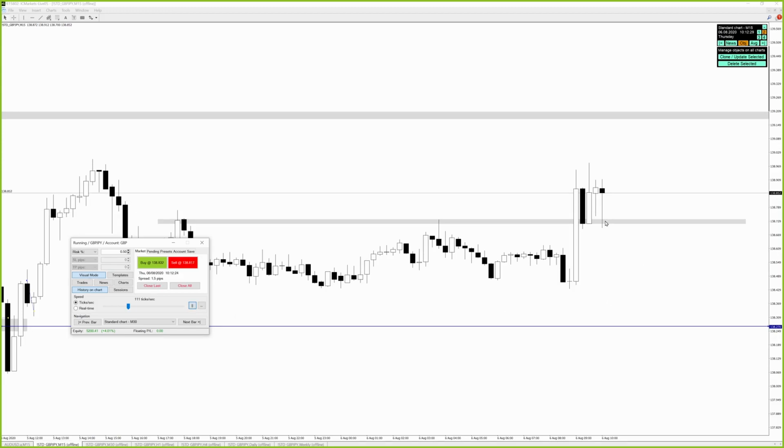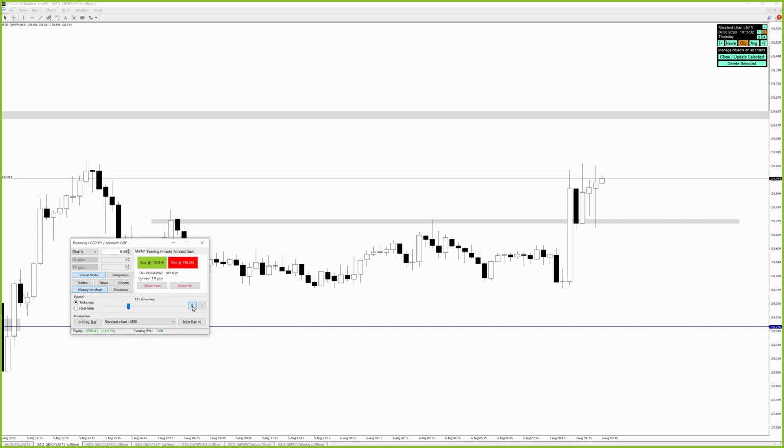Okay, so we broke the low. If we broke the low, technically we should have gone down, but we're going up, which means there's a high probability for price to go up. So let's just wait. This 15-minute candle is about to close.